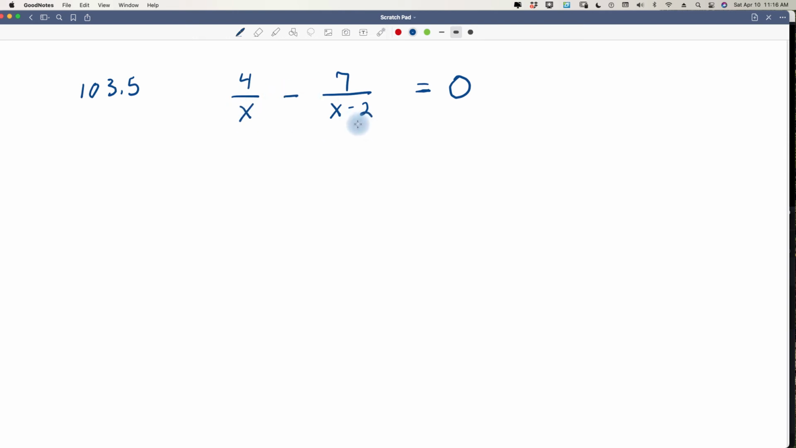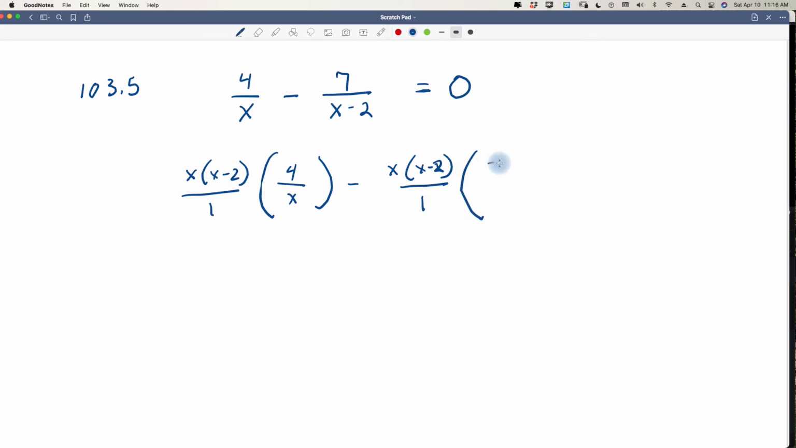So let's go ahead and multiply our denominators. So we have x times x minus 2 as a whole number over 1 times 4 over x minus x times x minus 2 over 1 times 7 over x minus 2 equals 0. And we're going to cancel. So we can get rid of x and x. We can get rid of x minus 2 and x minus 2.